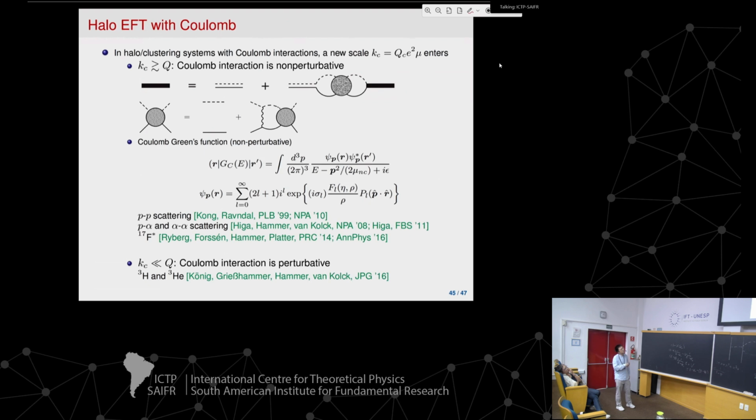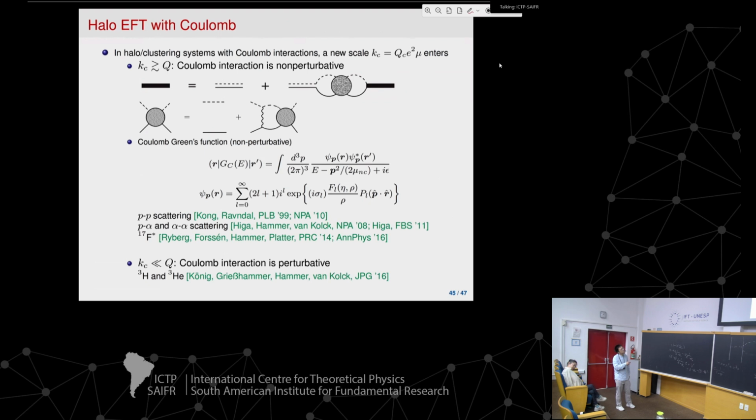Basically what's changed in this Lippmann-Schwinger equation is that the Green's function is a Coulomb Green's function. So your inserted basis is not a plane wave basis, but a Coulomb wave function basis. And the Coulomb wave function is known in the literature.